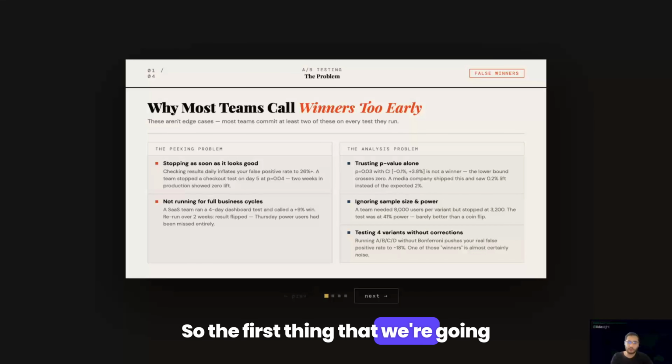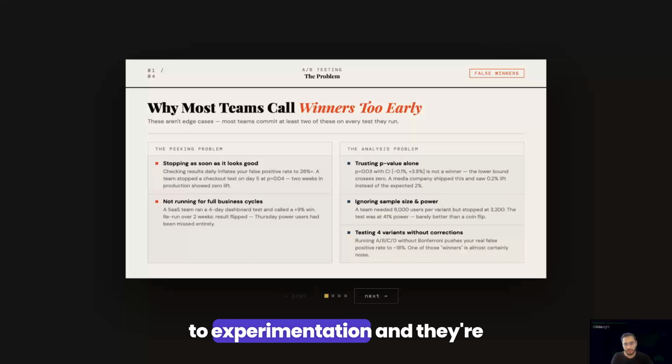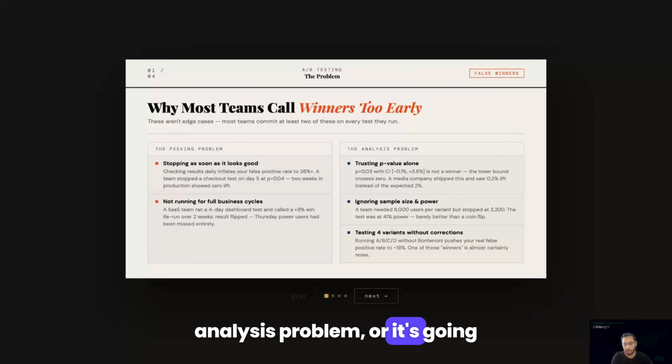So the first thing that we're going to talk about is a problem that a lot of teams face when they're new to experimentation and they're running their first few experiments, and the problem is around declaring false winners. This generally boils down to two problems. Either it's going to be a peeking problem, or it's going to be an analysis problem, or it's going to be a combination of both. And a lot of teams encounter this early on.